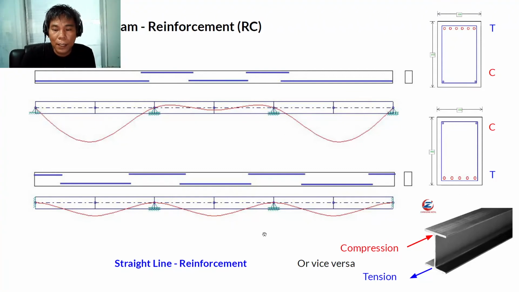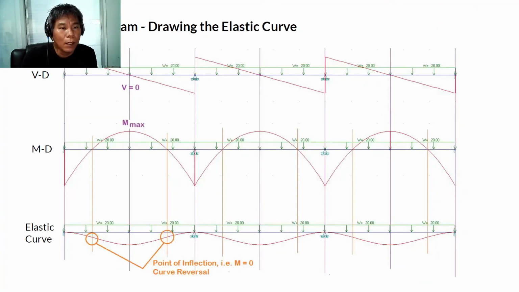Also for structural steel, the lower flange can be in tension or compression, and the upper flange can be in compression or tension. So we start from modeling, then analysis, then we can design. Here we can directly draw the shear diagram, the bending moment diagram, and the elastic curve.